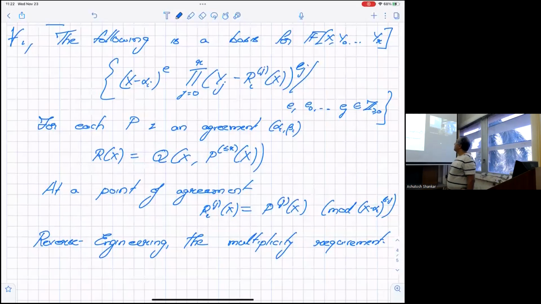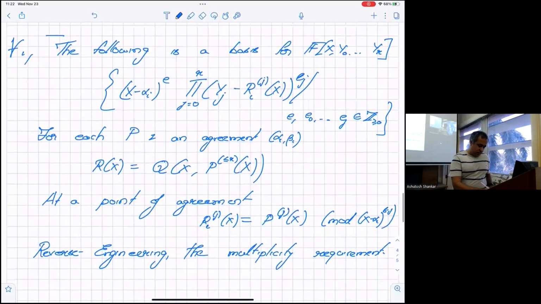Huh? Yes. This would be E over the way of the ER. Is that what you're taking? Yeah. E0 of the ER. Reverse engineering multiplicity. So let's call this the basis B_i.